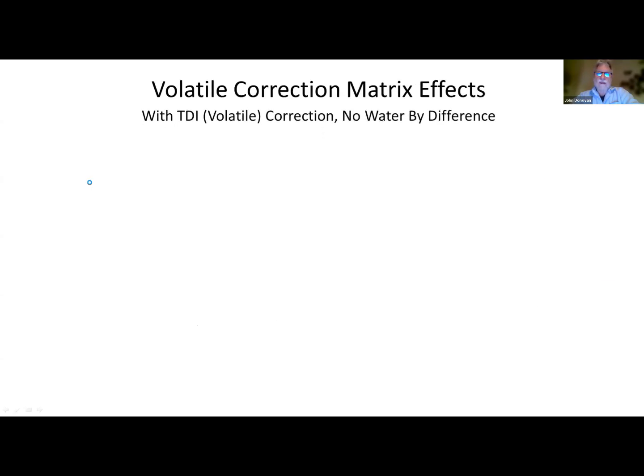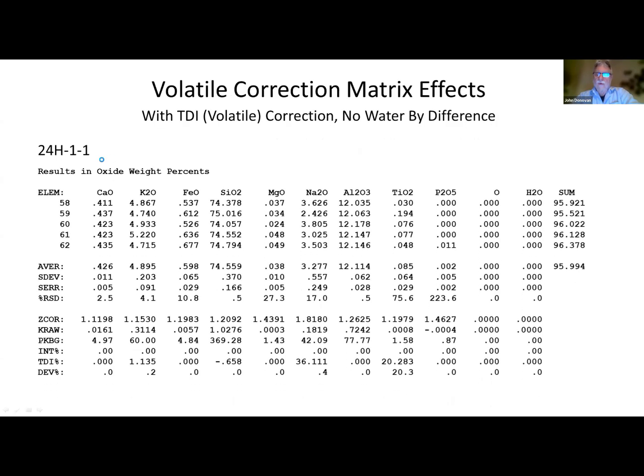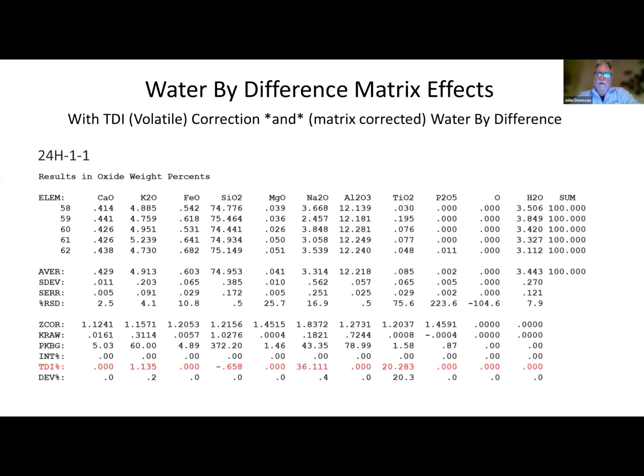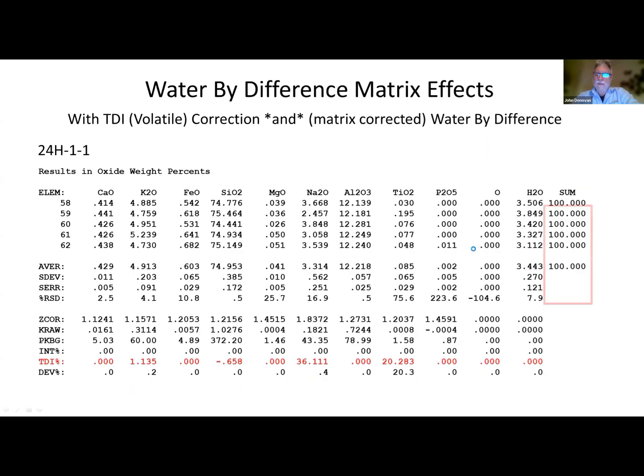And so let's put in a TDI correction, but not include the water by difference in the matrix correction. Now we have almost a 96% total. So that's about 4% water. So we went from 4.7 to 4% H2O. So that's better maybe, but let's now do the matrix correction for that. And now you see we have 100% total, of course, because we're doing it by difference, but now we're getting 3.4% water. So we've gone from 4.7% water to 3.4% water just by doing the volatile correction and doing the water in the matrix correction.